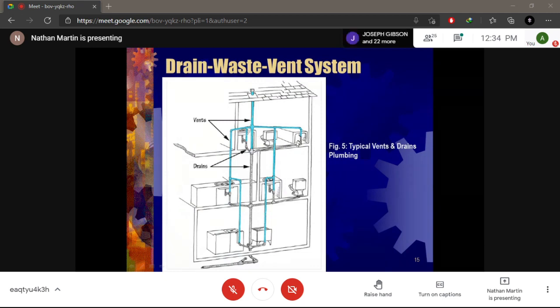And we also have our traps here on the system. Now, these traps can either be fabricated or you can actually buy a manufactured trap, right? So you can make the trap or you can buy a ready-made trap at the hardware. Now the trap is made using your elbows, 90-degree elbows, to create a U, right, that is used to hold the water.